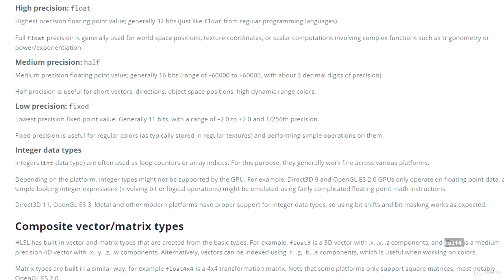They're both kind of the same thing, which is really handy if you're treating vectors as color containers and things like that. So if we wanted to create a fixed precision, 11 bits precision 2D vector, we would just define a fixed2.